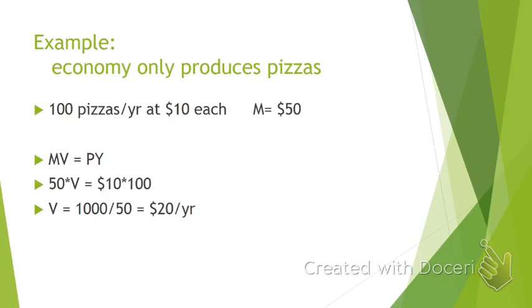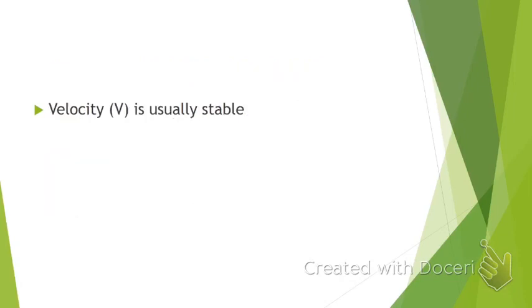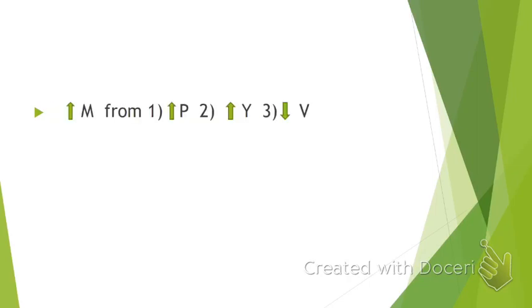That's how quickly the money is changing hands. Any questions on that equation? Just remember, MV equals PY, plug in and solve. Velocity is usually stable. Velocity of money is usually stable.